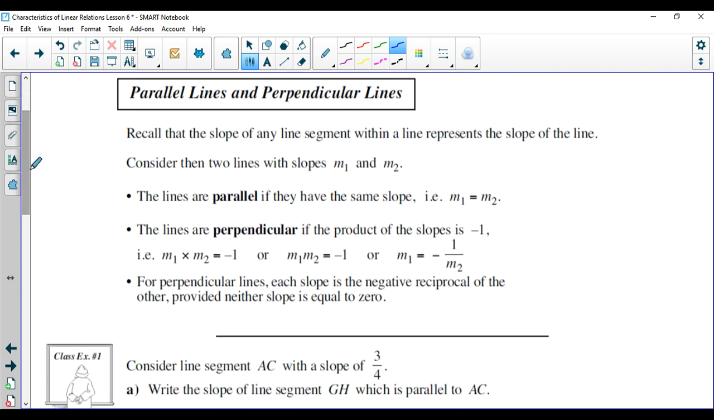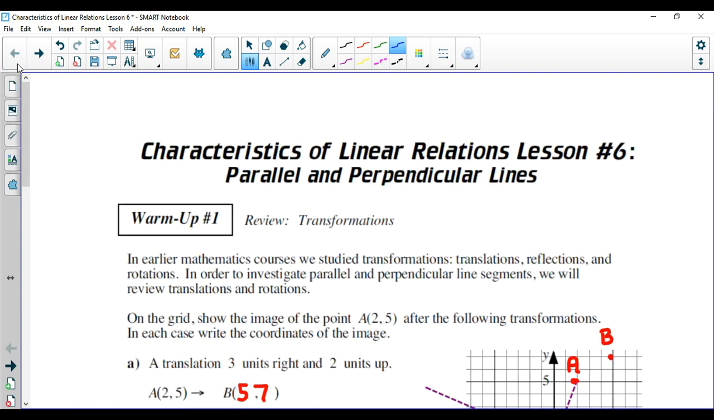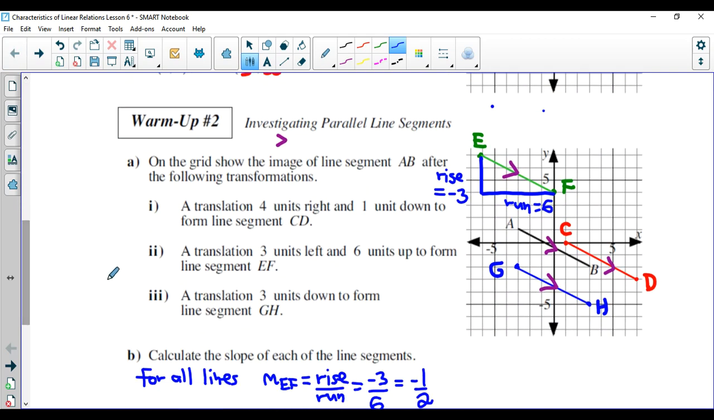Okay, so this is a review. This just summarizes everything we just derived on the previous pages. It says, consider two lines with slopes M1 and M2. Lines are parallel if they have the exact same slope. And again, we showed this on the first page, down here. If all these line segments are parallel, they would all have the exact same steepness.